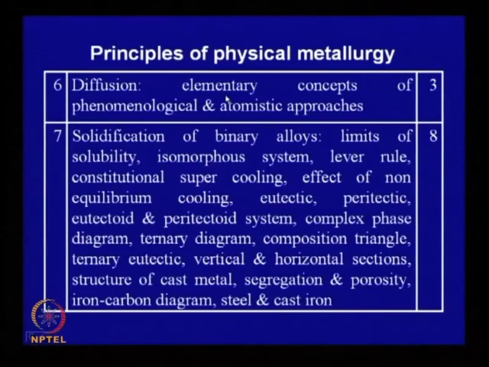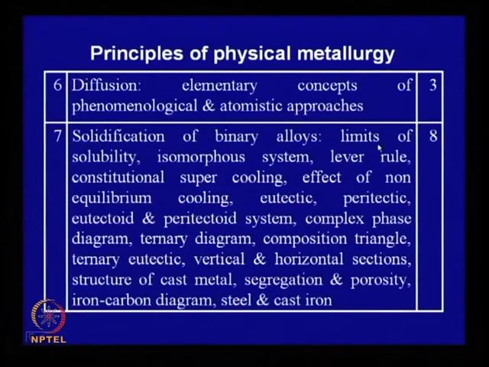Now, the metal alloys that we use are made up of more than one element or more than one metal. So, here one important mechanism is how these atoms of different elements are distributed, and what the factors are that control the movement of these atoms in the lattice. This process is diffusion. We will have a preliminary, elementary idea about the phenomenological process of diffusion, and we will also look at the atomistic approaches.